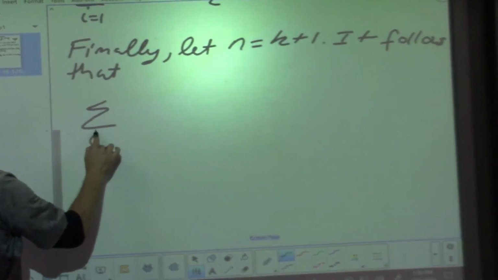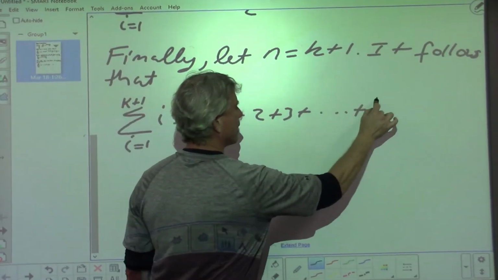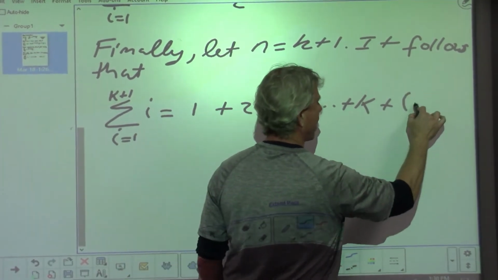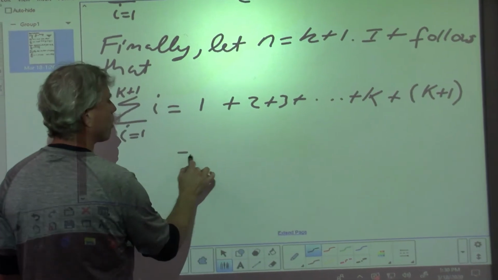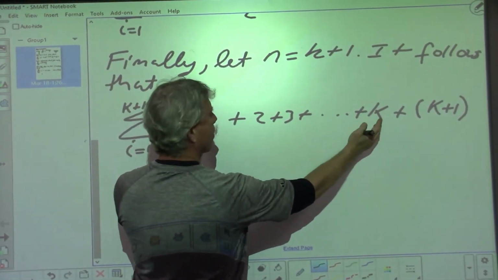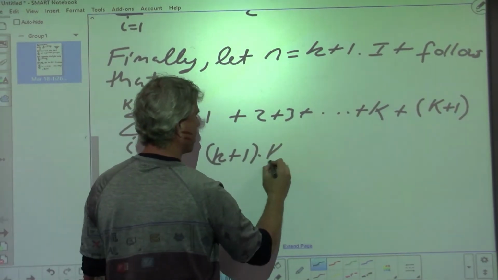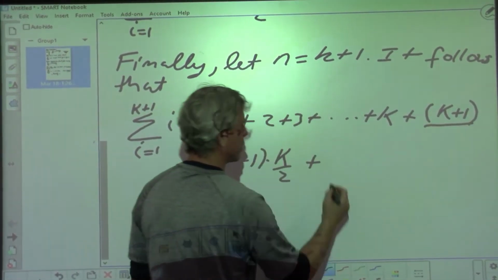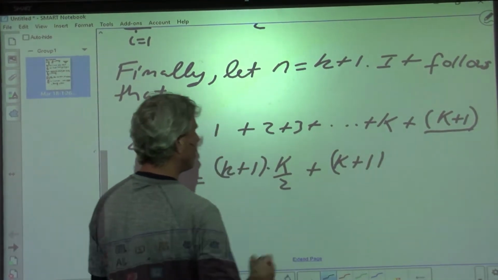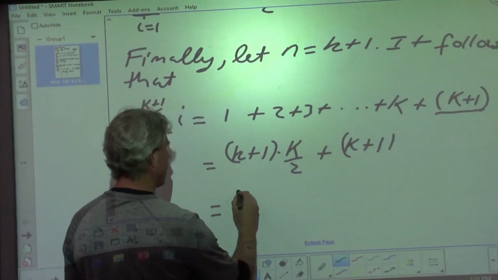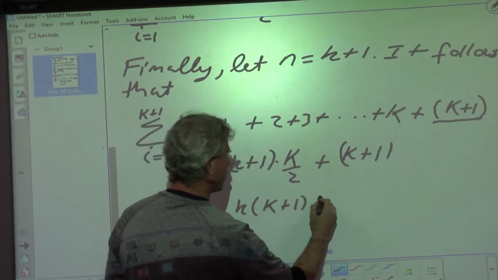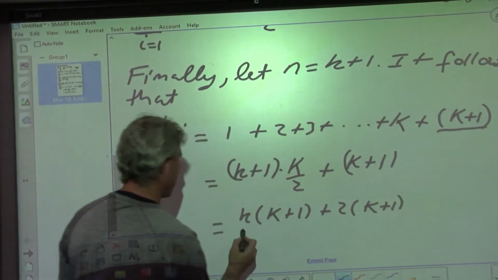We're taking the sum from i equal 1 to k plus 1 of i, which is going to equal, now we show them what the sum looks like, 1 plus 2 plus 3 plus dot dot dot plus k plus the next integer k plus 1, equals, we know that the sum from 1 through k is given by our formula, k plus 1 times k over 2, plus we have that extra k plus 1 sitting there. We get our common denominator, which is going to give us k times k plus 1 plus 2 times k plus 1 all over 2.